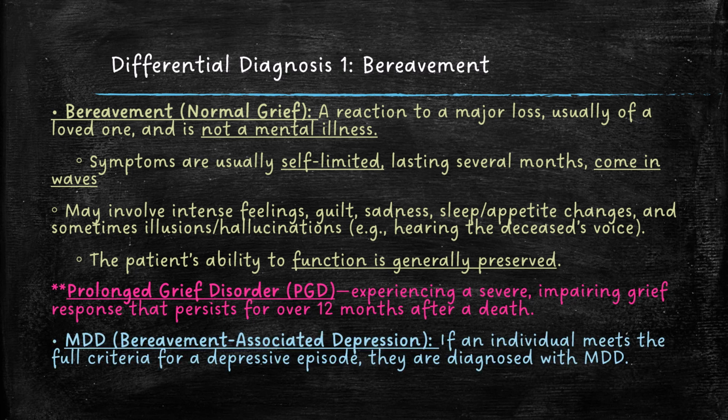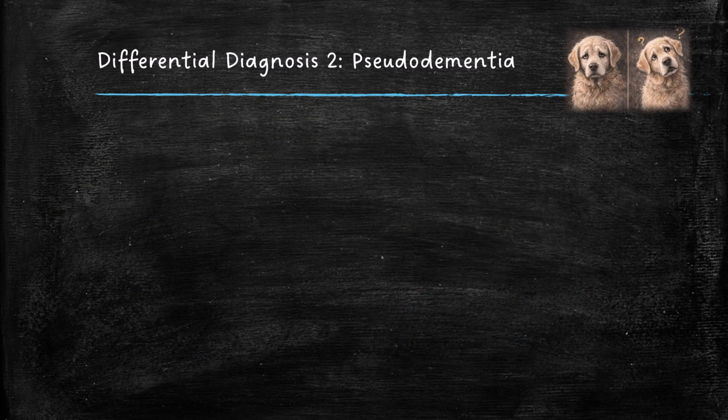Now, MDD, bereavement-associated depression, occurs if an individual meets full criteria for a major depressive episode. It's no longer bereavement, then it's MDD. In the elderly, depression can look like dementia, and that's where pseudodementia comes in.